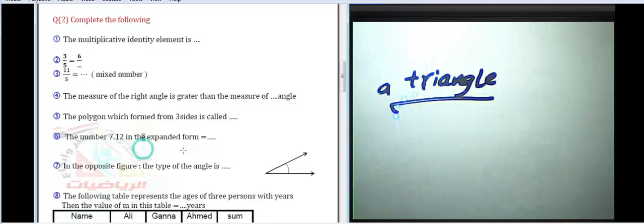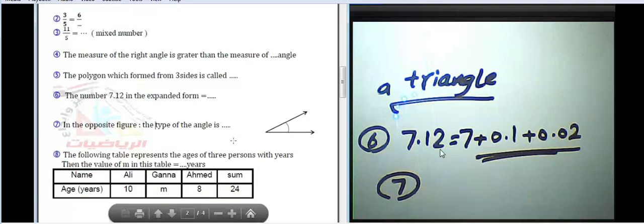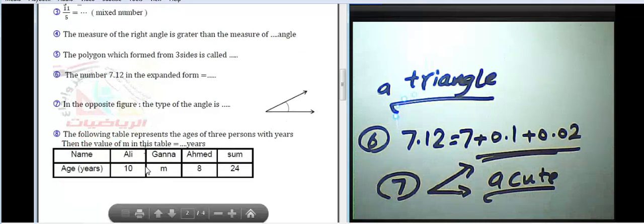The number 7.12 in expanded form, we can write 7 plus 1/10 plus 2/100. 7 plus 1/10 plus 2/100. This angle, we call the type of this angle acute.